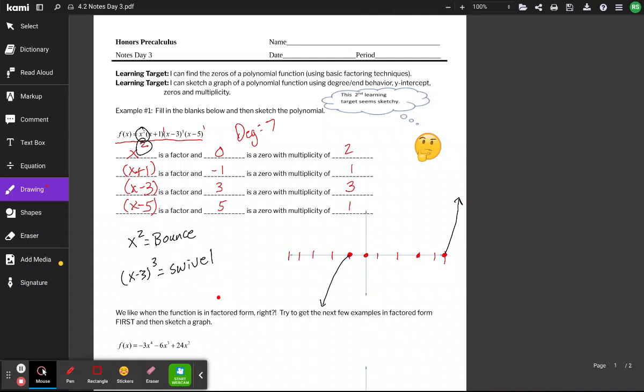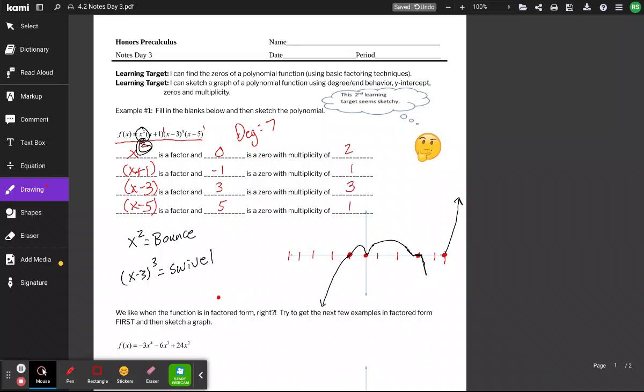We touched briefly on this in class on Friday. So when our function bounces, it touches the x-axis and bounces back up. You'll see it kind of looks like a mini parabola. Think about that being to the power of 2. At x minus 3, we have a swivel. So the easiest way that I think about that is just that as it passes through the x-axis, we kind of want to make it look like a cubic function.